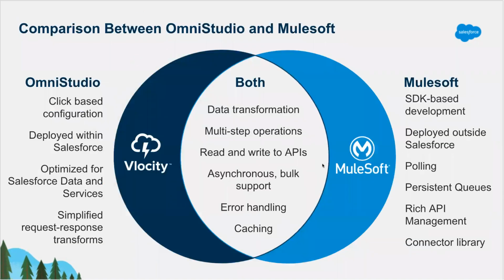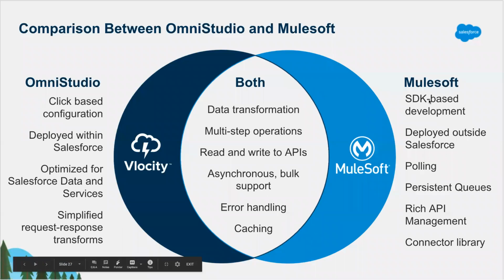So if you were to compare and contrast an integration procedure to, let's say, Mulesoft, you would see that they have a lot of things in common. They both can do data transformations. They both do multi-step operations. You can talk to APIs, do things asynchronously in bulk, and so on. The big difference between the two is that OmniStudio is much more click configurable. It's within Salesforce. It's really optimized for a lot of Salesforce data and services, but it also works really well for REST APIs, which is kind of the common area.